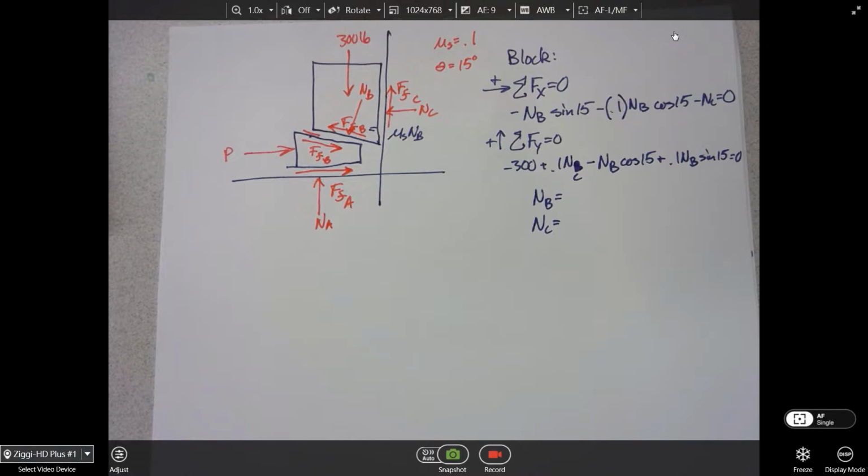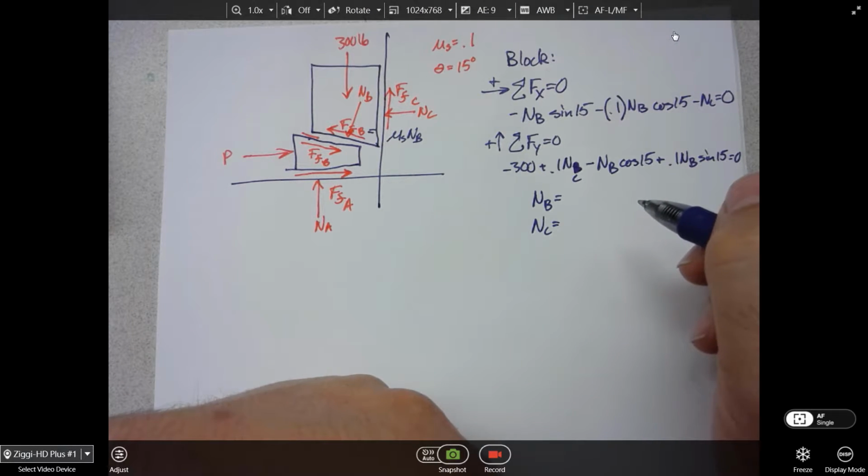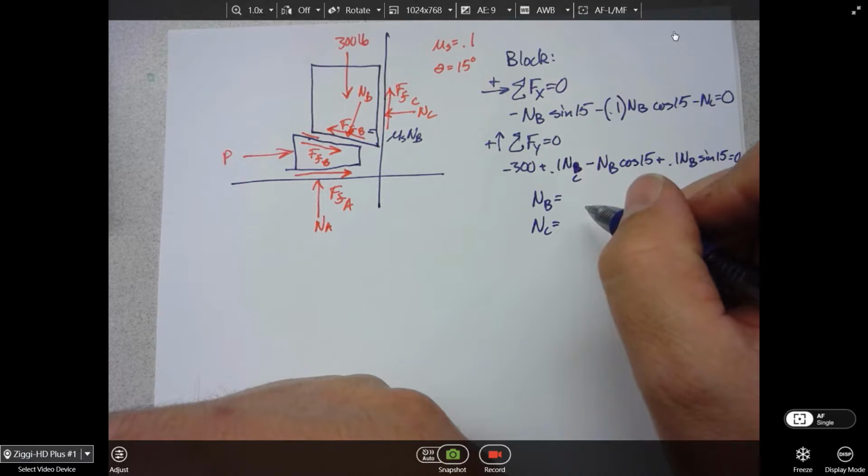Anyone get some values? I got negative 308. Negative 308 for normal at B. Yes. That's why I hesitated to give an answer.